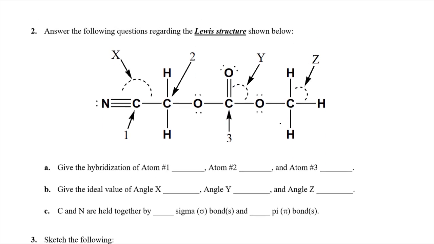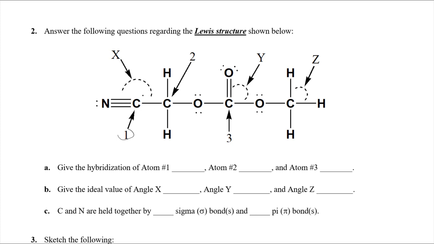All right, the second one's a good question because it ties in a lot of the valence bond stuff that we were talking about, right? So here we can say, for atom number one, what is the hybridization? Atom number one is this carbon right here, and you see we have 1, 2 electron density groups around this.